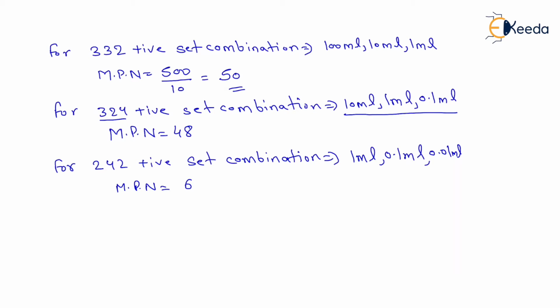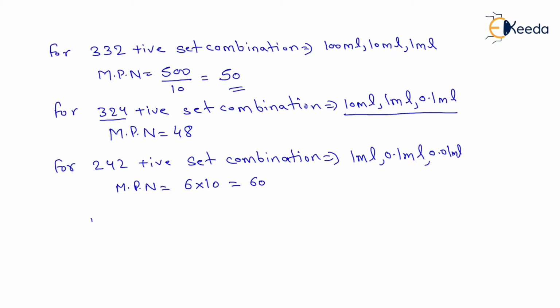For the positive set 242, the dilution ratio is 1 ml, 0.1 ml and 0.01 ml, but the McCrady chart is prepared for the dilution ratio of 10 ml, 1 ml and 0.1 ml. So how many times is our sample dilution ratio less as compared to the McCrady chart? It is 10 times less than the McCrady's dilution ratio. So we need to multiply by 10. So we get the MPN value as 60.